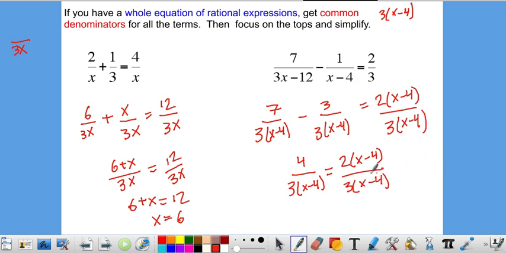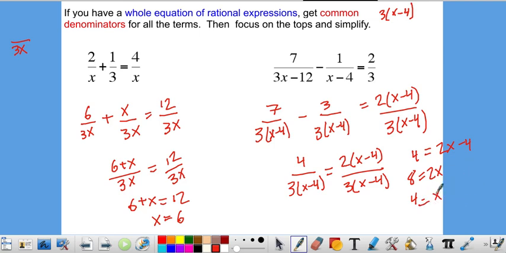And now for this, you can ignore the denominators because they're the same. We'll jump right to 4 equals, I'll go ahead and distribute 2 times x minus 4, add 4, 8 is equal to 2x, so x is equal to 4.